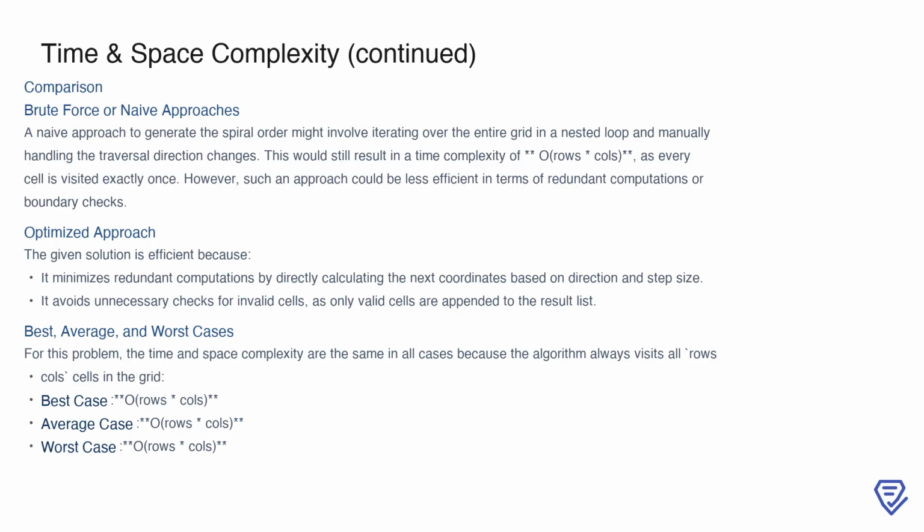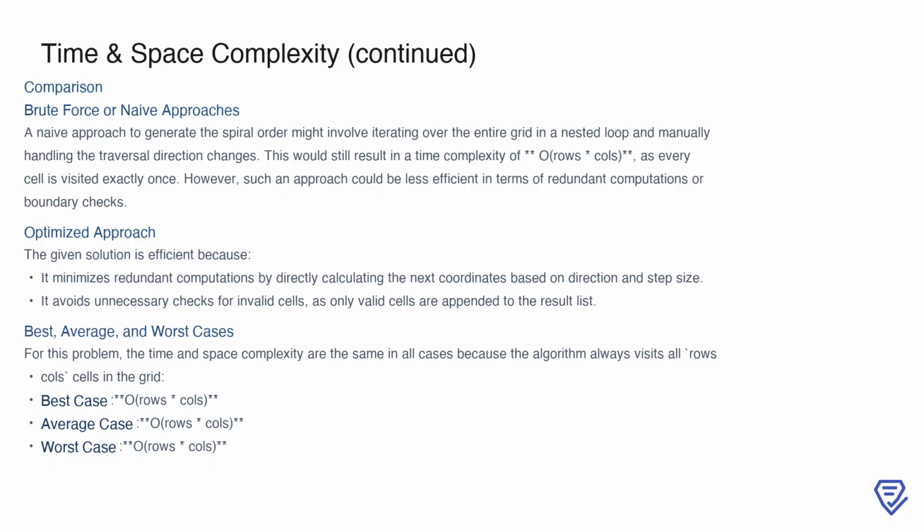When comparing this approach to more naive methods, we see why the given solution is efficient. A brute force approach might involve nested loops traversing the grid, with additional manual handling of direction changes. While this would also result in a time complexity of O(rows * cols), it could be less efficient due to redundant computations or repetitive boundary checks. In contrast, the optimized approach minimizes unnecessary operations.